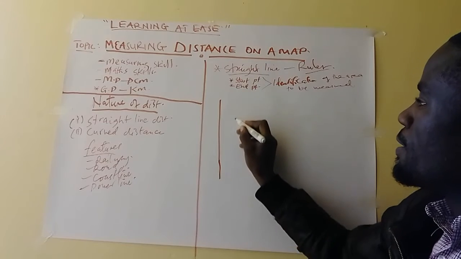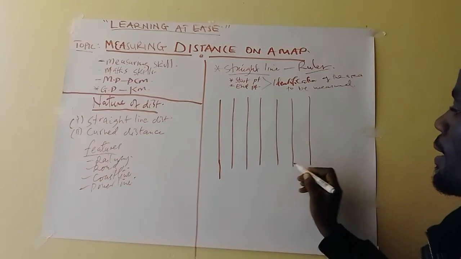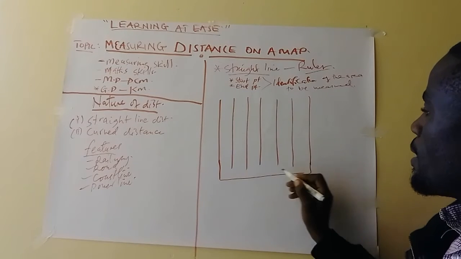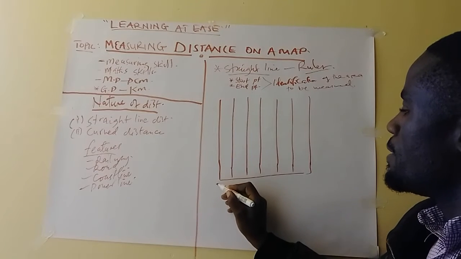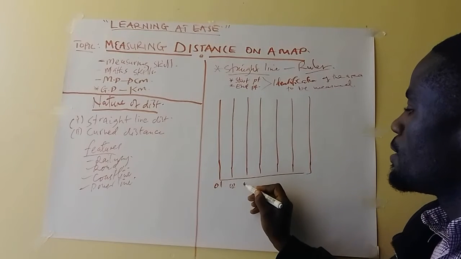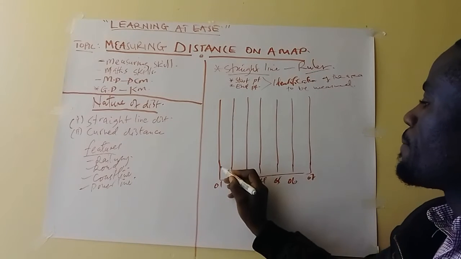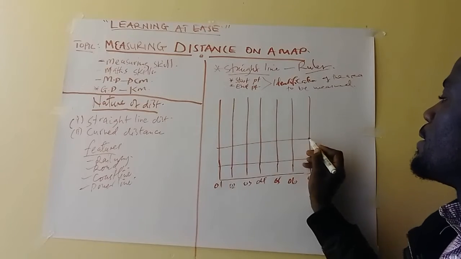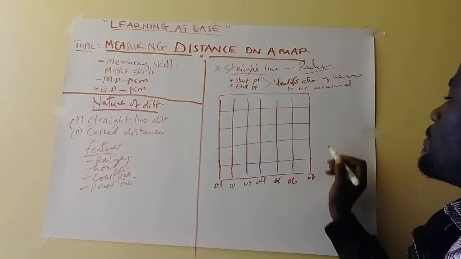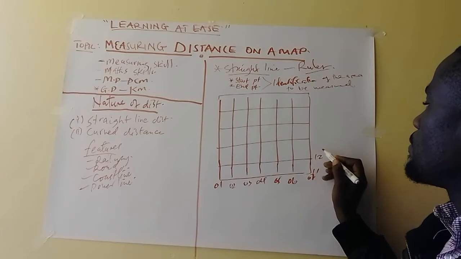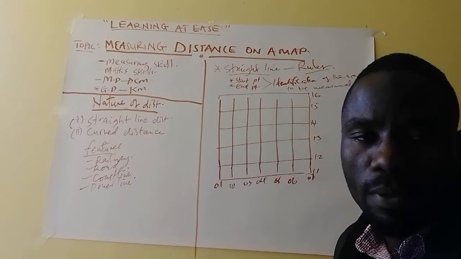Let me just have a simple network of eastings and northings. Assuming we have eastings, let us assume this is 01, 02, 03, 04, 05, 06, 07. Then we have these ones, and these are northings. Assuming we have northing 11, 12, 13, 14, 15, 16. Assuming that is the map extract.